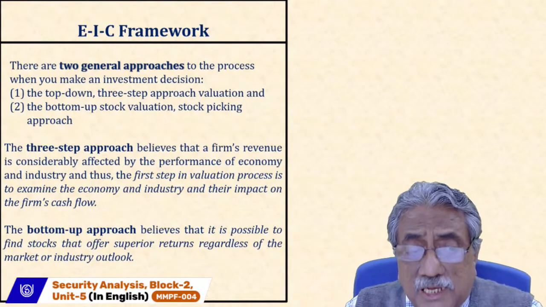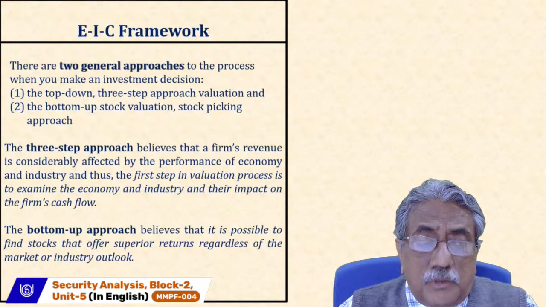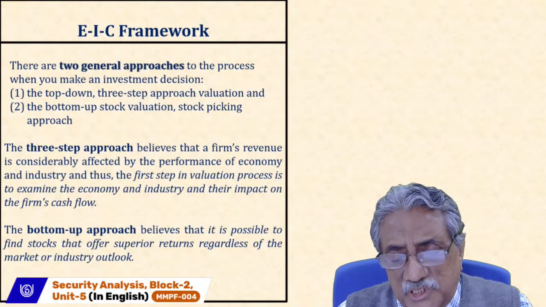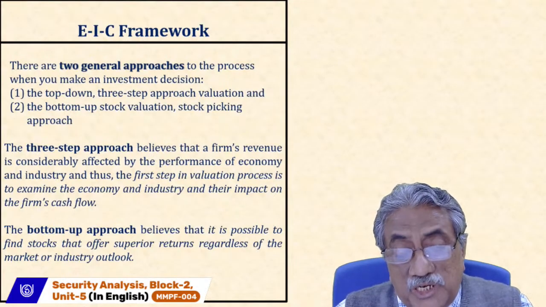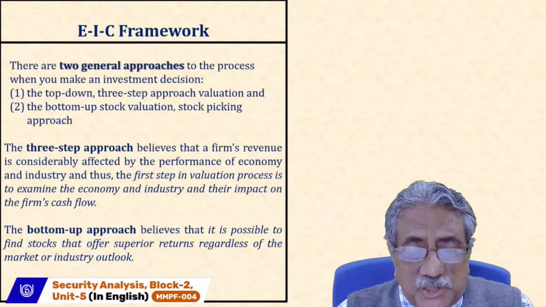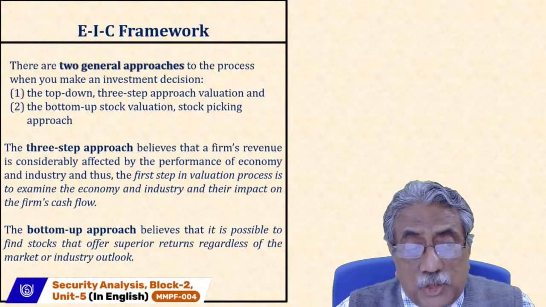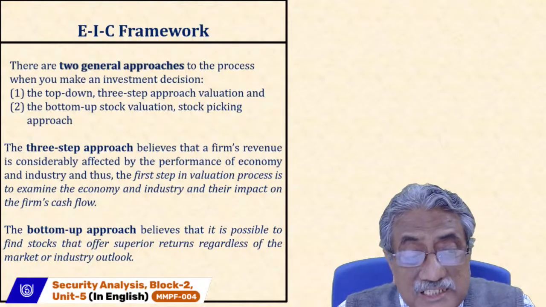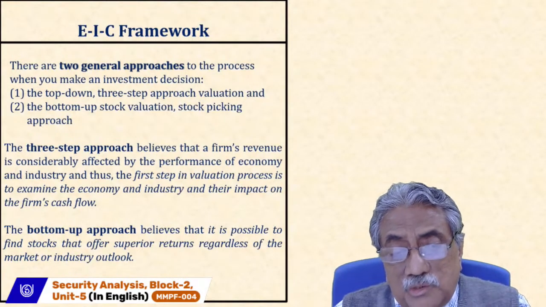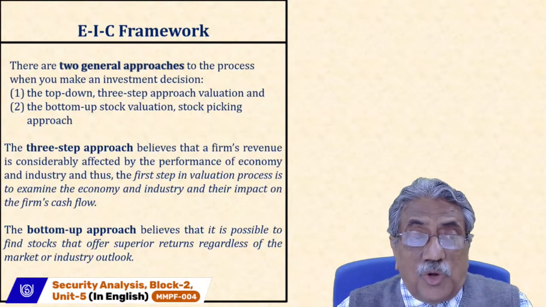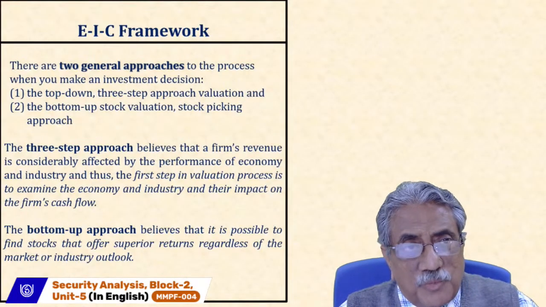Some examples of this: you can identify with the bottom-up approach some of the chemical companies, or Jubilant Foodworks, which runs Domino's Pizza. They can do well. Or the recently listed Meesho. Whether the industry does well or not, it has a platform which is in demand, and they can go up. So this is the bottom-up approach.